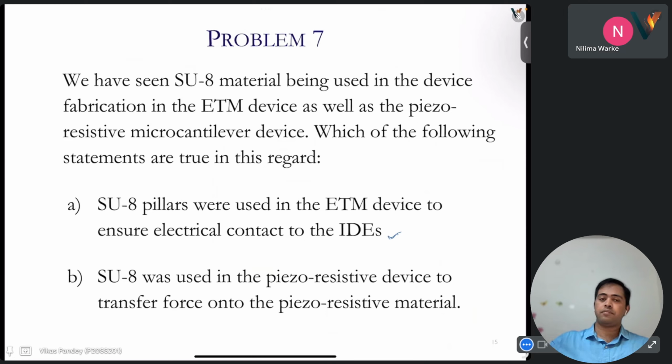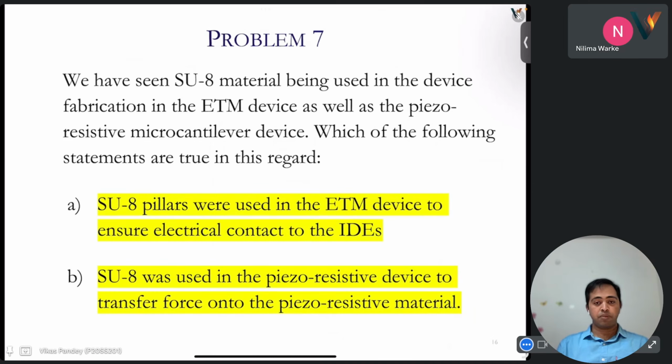Yes, any answers? B. SU8 was used in the piezoresistive device to transfer force onto the piezoresistive material. This is right. As well as SU8 pillars were made and they were coated with chrome gold to make it conductive. Have you seen that part? Yeah. So, to ensure electrical contacts to the ID.